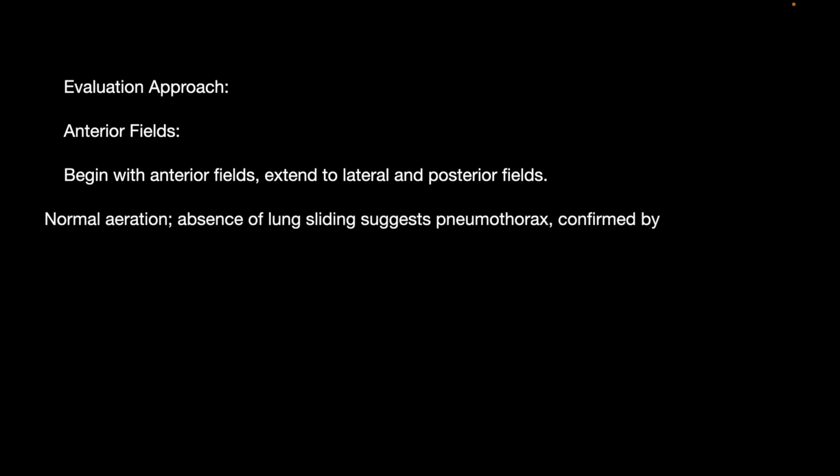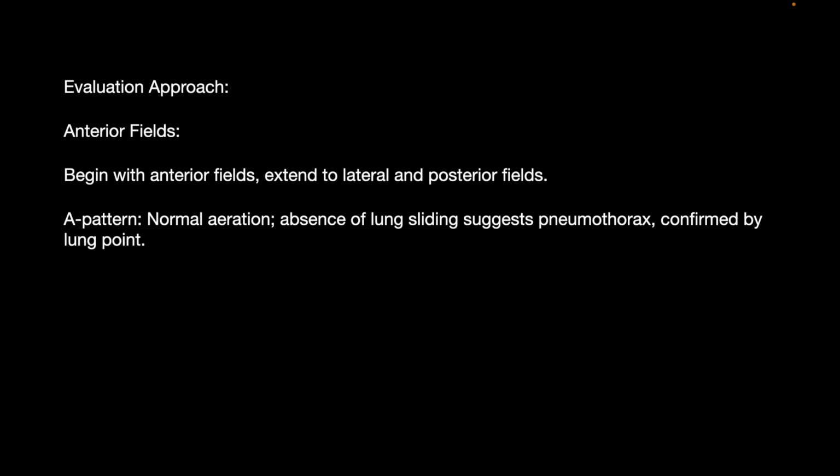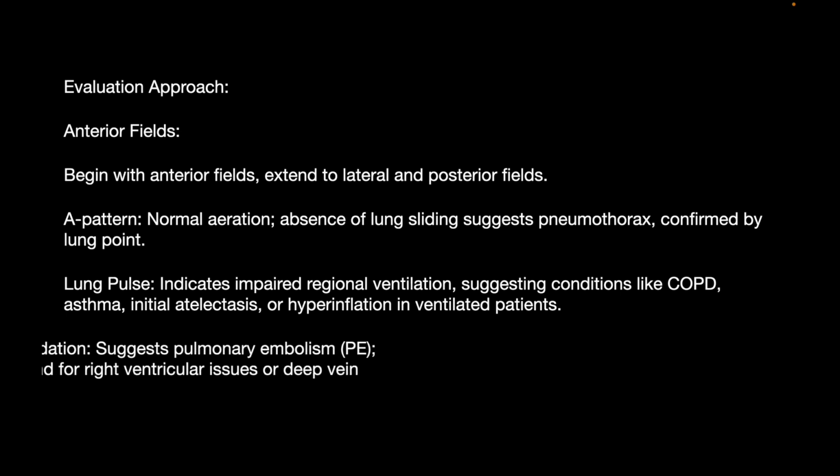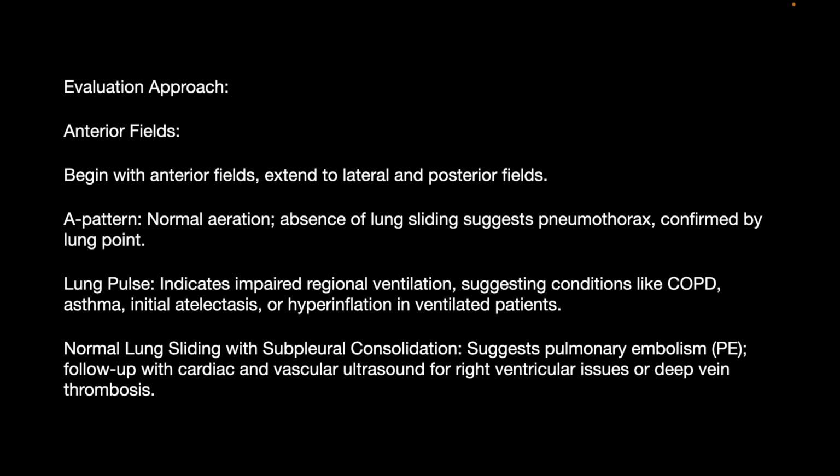Now the evaluation approach. First you begin with the anterior fields, extend to the lateral and then go to the posterior. A pattern: normal aeration, no pneumothorax, confirmed by the lung point, or if there is pneumothorax, we have already discussed it. Lung pulse indicates regional ventilation, suggesting conditions like COPD, asthma, hyperinflation. Normal lung sliding with subpleural consolidation suggests pulmonary embolism; follow up with a cardiac and vascular ultrasound for right ventricular issues, and then look for deep vein thrombosis.